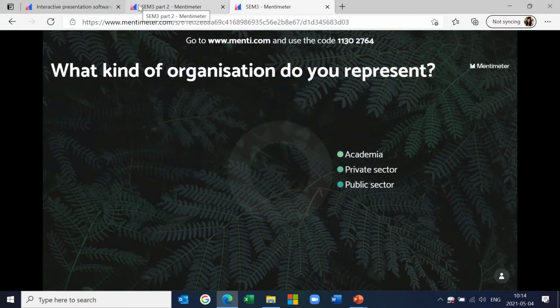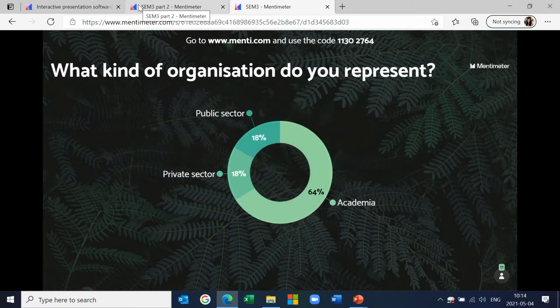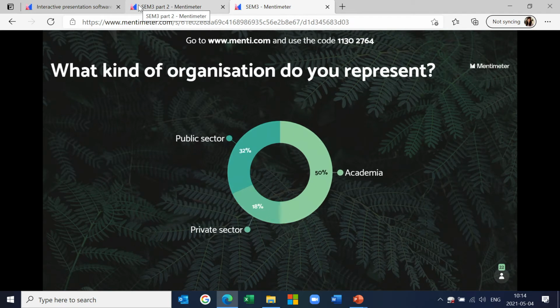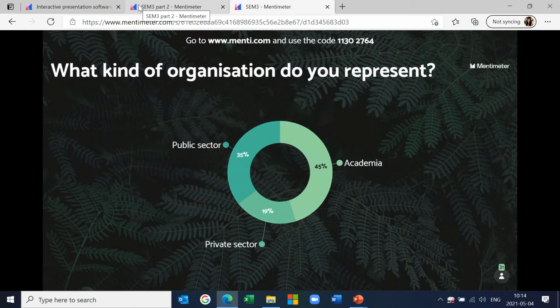And I'm curious to learn here, are you representing academia being here today? Are you representing the private sector or perhaps the public sector? Thank you all for sharing. I can see that the picture here is now moving, and we can see that we have quite a lot of researchers, probably, people representing academia here.